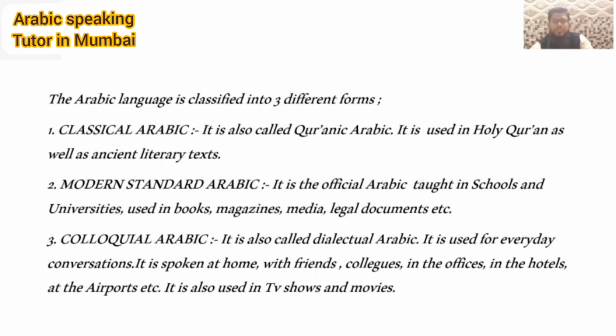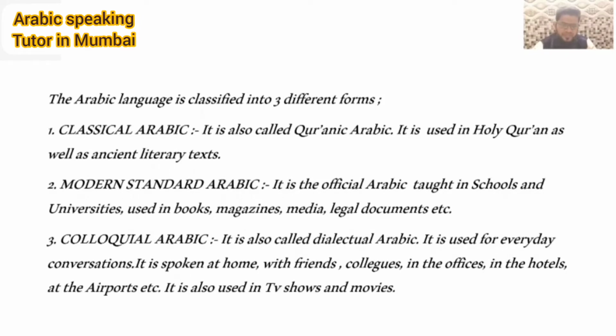The Arabic language is classified into three different forms. Number one, classical Arabic. It is also called Quranic Arabic. It is used in the Holy Quran as well as ancient literary texts. Number two, modern standard Arabic. It is the official Arabic taught in schools and universities, used in books, magazines, media, legal documents, etc.